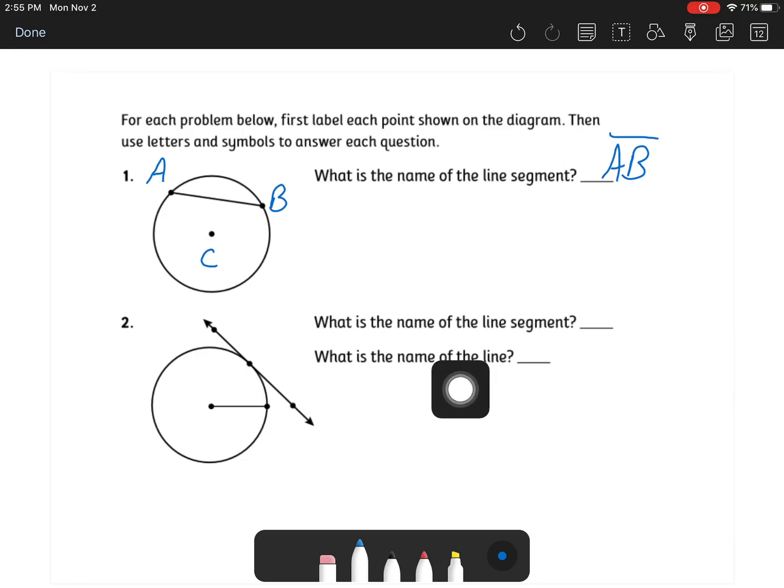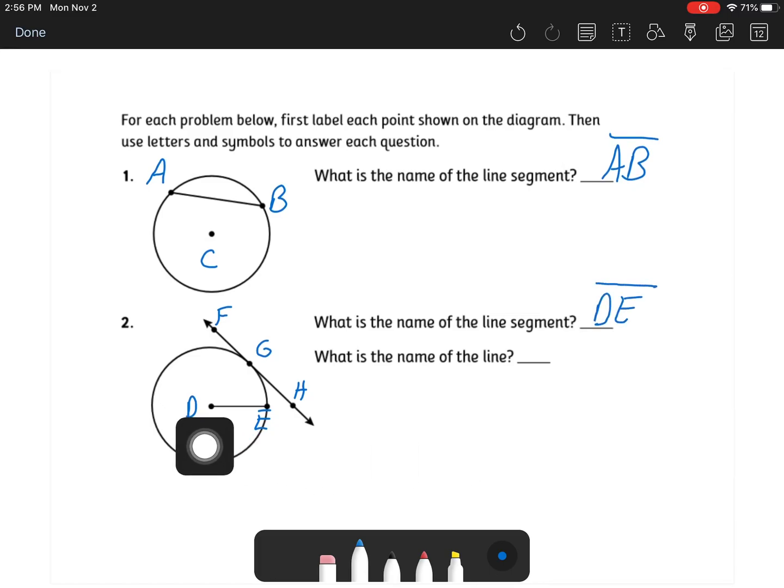Okay. And we have to name these points. So I'm just going to go down the alphabet. I already did A, B, C, so I will do D, E, F, G, H, just like that. Okay, so what is the name of the line segment? Well, we have a couple line segments, but I guess we'll just do the one that's in here, DE, since those just have endpoints. So we go DE for that one, since there's a segment.